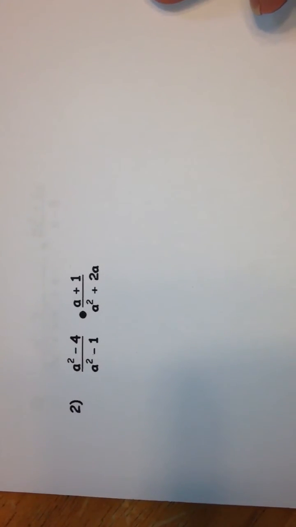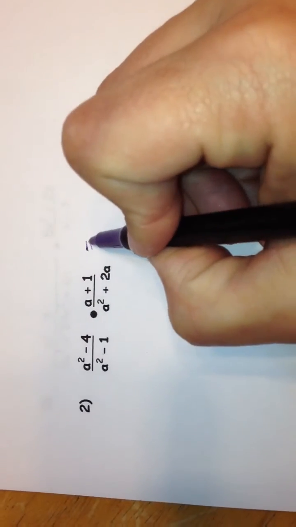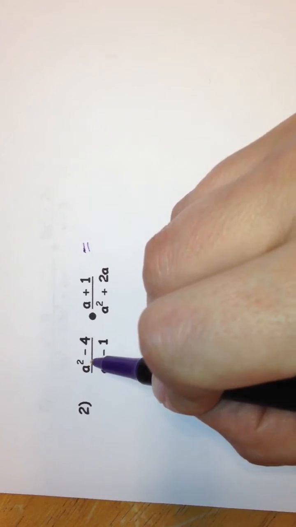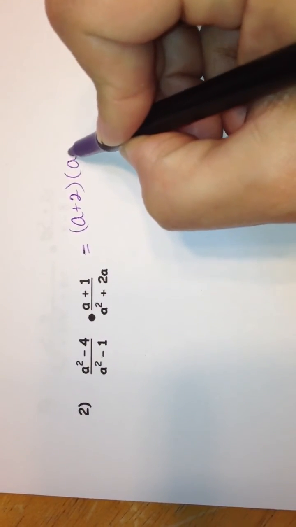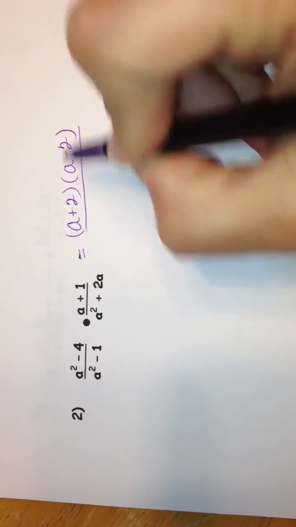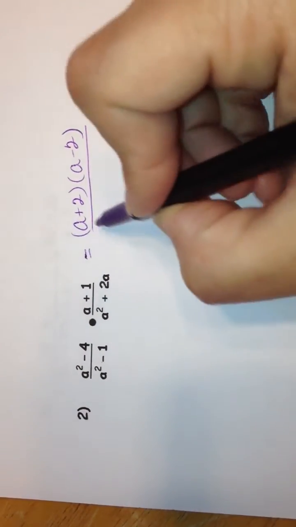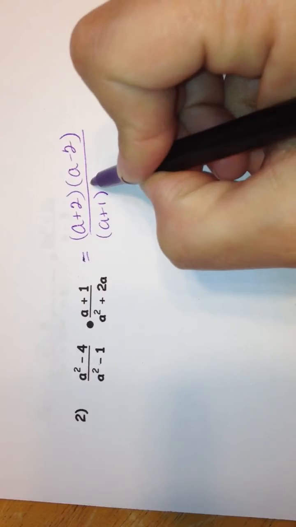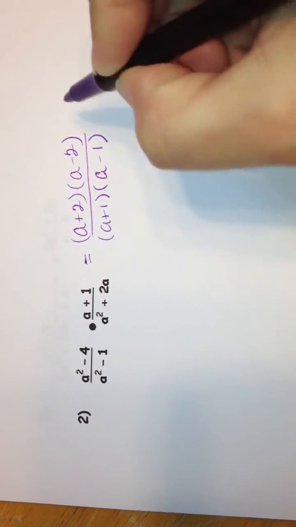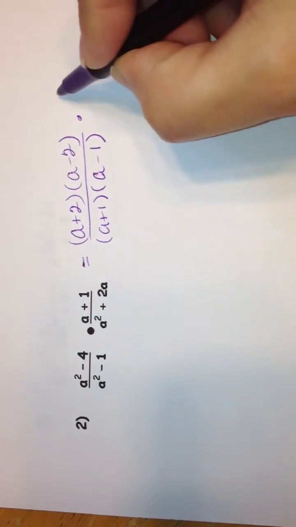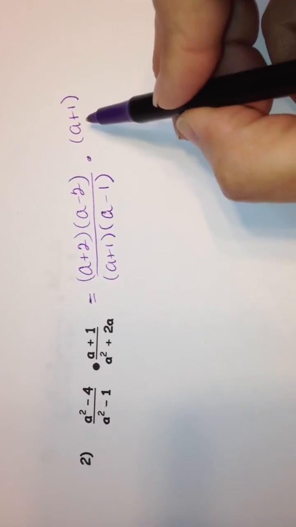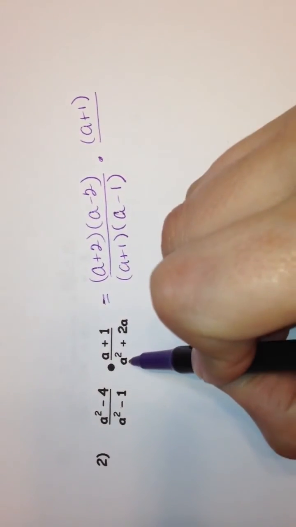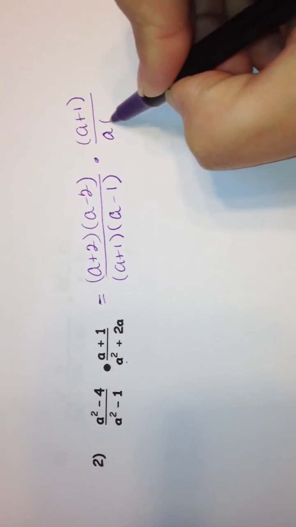Okay, for number 2, again we're going to be factoring. So right here, this is the difference of two squares, which is a plus 2 times a minus 2. Right here, this is also the difference of two squares. They're both perfect squares. Right here, that is already simplified. I'm just going to put it in parentheses. And then to our denominator here, we can take out an a. That's common.